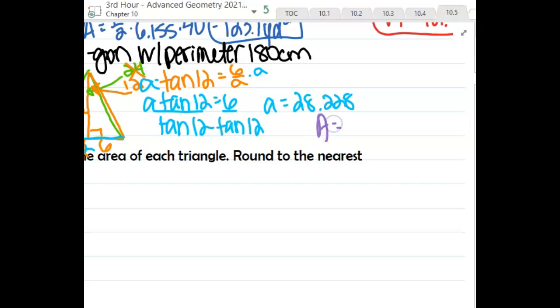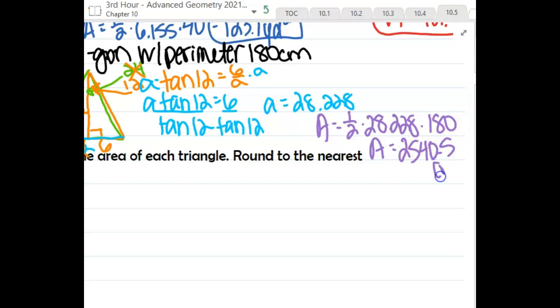And once you have the perimeter and the apothem, we can plug them in. So we're going to take 1/2 the apothem, which is 28.228, times the perimeter, which they gave me, is 180. When you plug that in, you should get 2,540.5 centimeters squared.